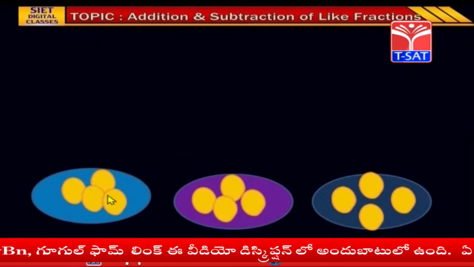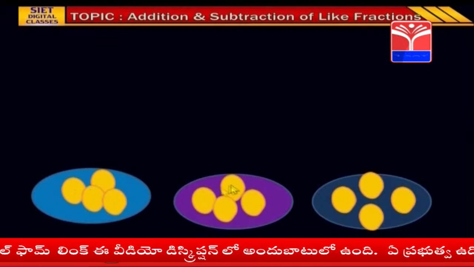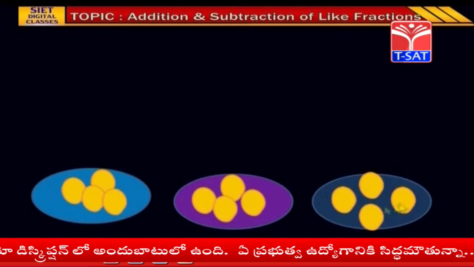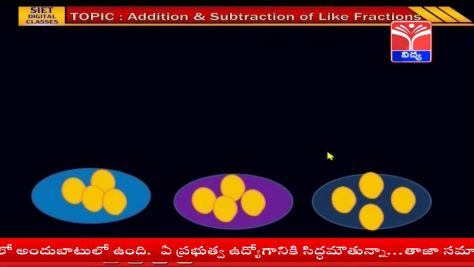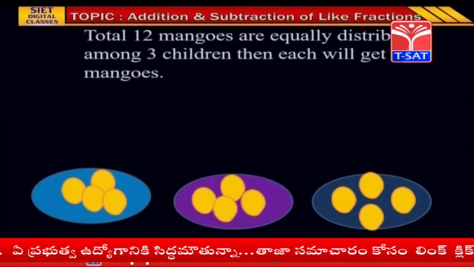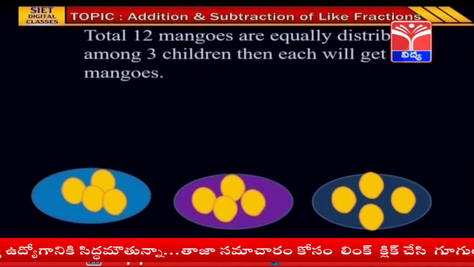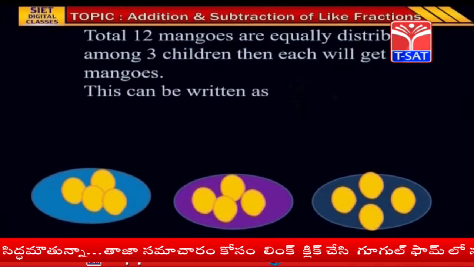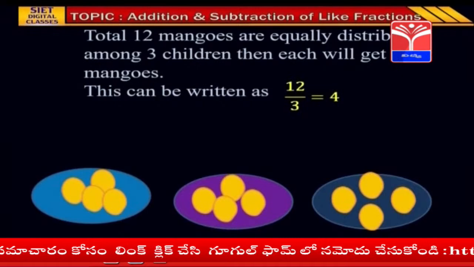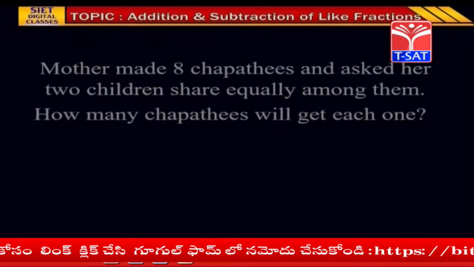1, 2, 3, 4. And the second person will get 1, 2, 3, 4 mangoes. And the third person will get 1, 2, 3, 4. So a total of 12 mangoes are equally distributed among 3 children. Then each will get 4 mangoes. This can be written as 12 by 3, that means 4. Okay. Next, we will see another situation.